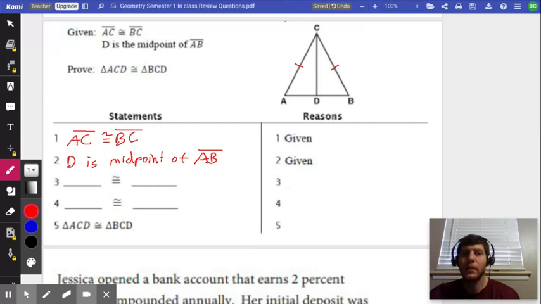So again, they're not going to give us information that we're not going to use, so we're almost certainly going to use it. So if D is the midpoint of AB, that means D is in the middle of A and B. So that means AD here is going to be congruent to BD. So we can say segment AD is congruent to segment BD. And that is the definition of a midpoint. That's what a midpoint is. It splits it in half. It's the very middle. Definition of midpoint.